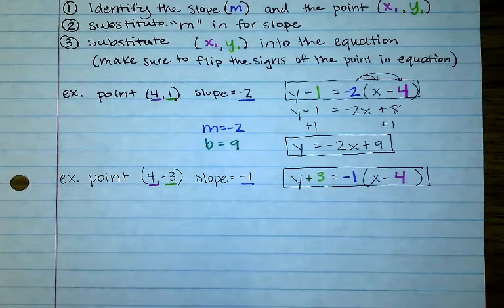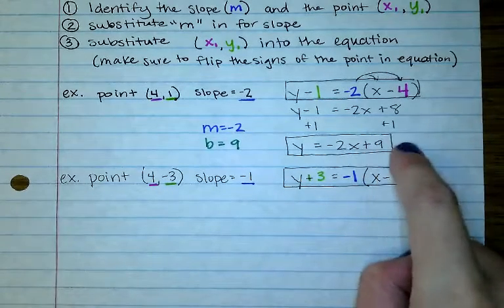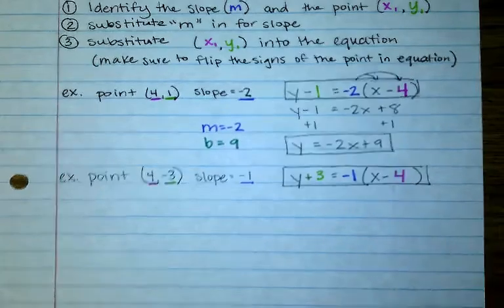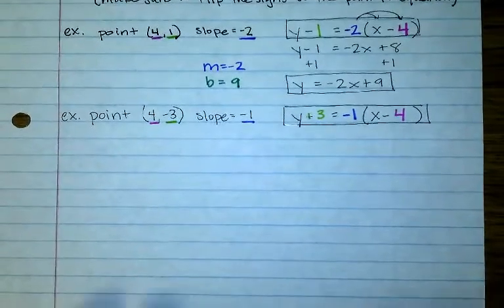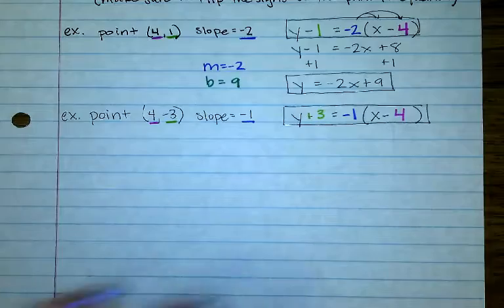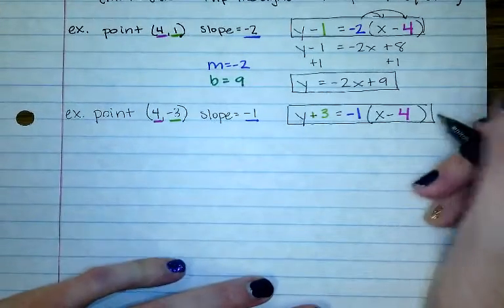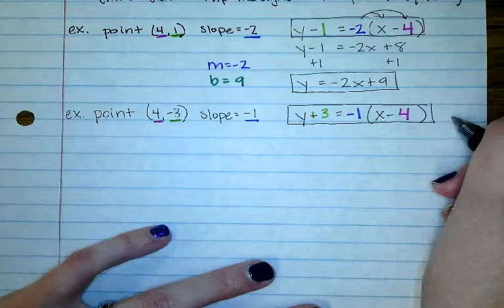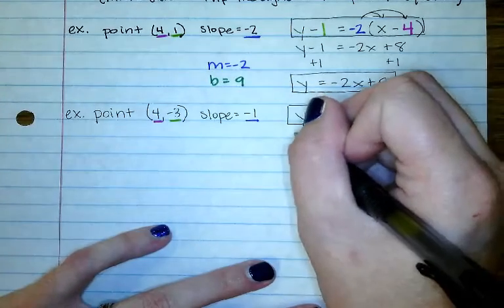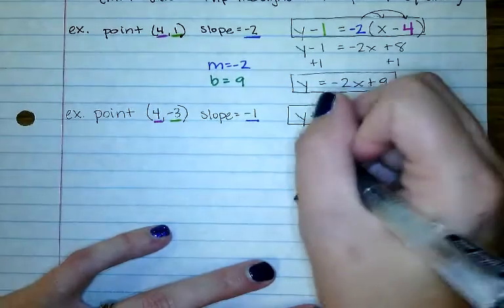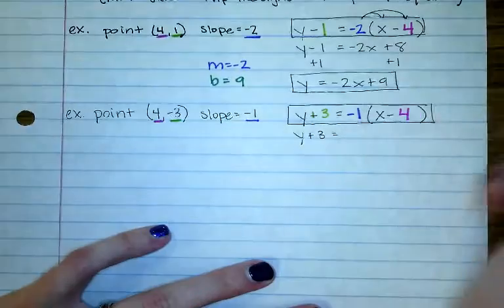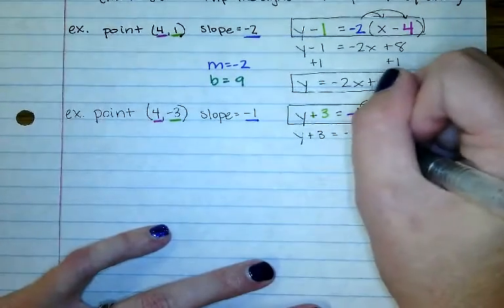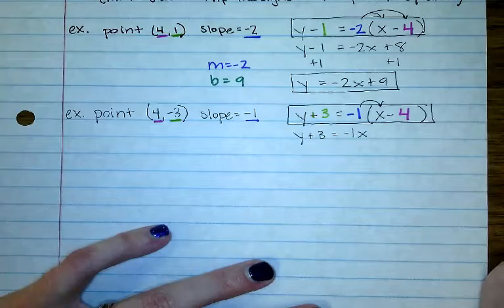Okay? So let's go ahead and convert this example 2 right here. If we convert this guy, this is our point-slope form, but we want to convert it into slope-intercept. So we're going to leave the left side alone for now. So that's just y plus 3. Negative 1 times x is just, I'm going to say, negative 1x. Are y'all good with that? And then negative 1 times negative 4 is going to be a positive 4.